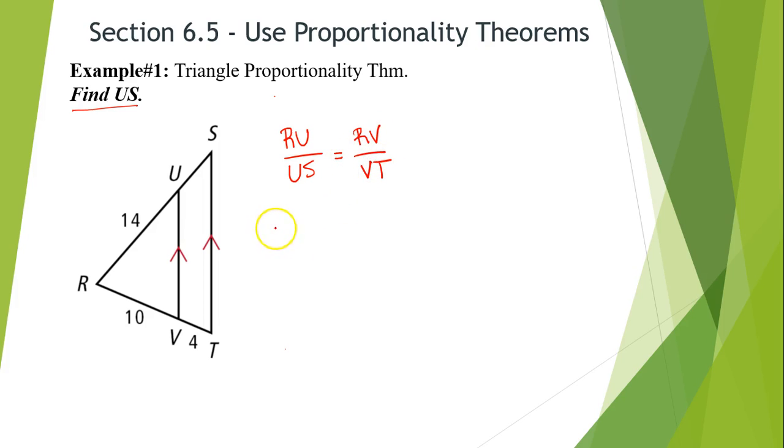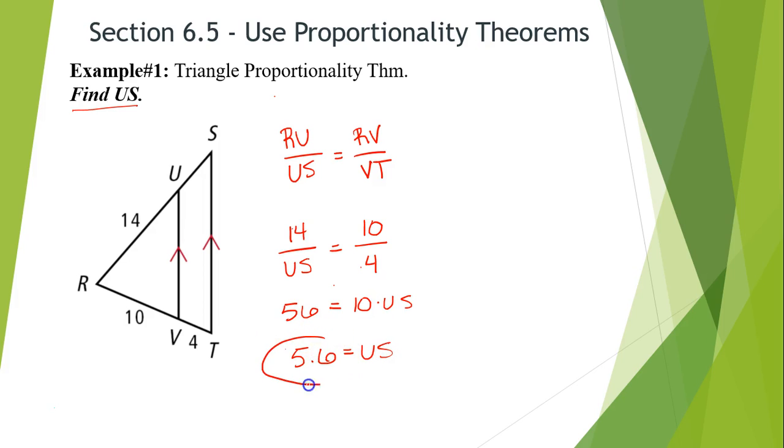Now let's plug everything in with our numbers that we have. So RU is 14, US, that's what we're trying to figure out, RV, that is 10, and then VT, that is 4. All right, now do your cross multiplication and we'll get 56 equals 10 US. Divide both sides by 10 and we get 5.6 is equal to US. And there we go. We figured out what US is equal to.